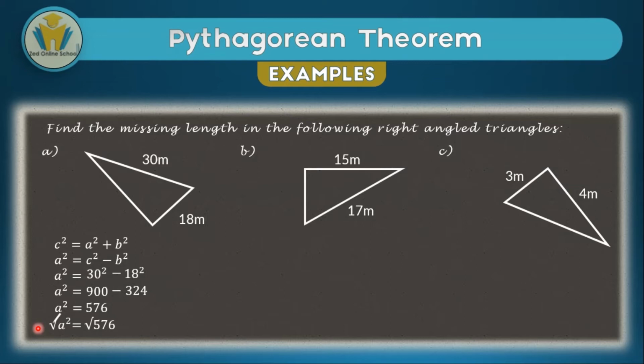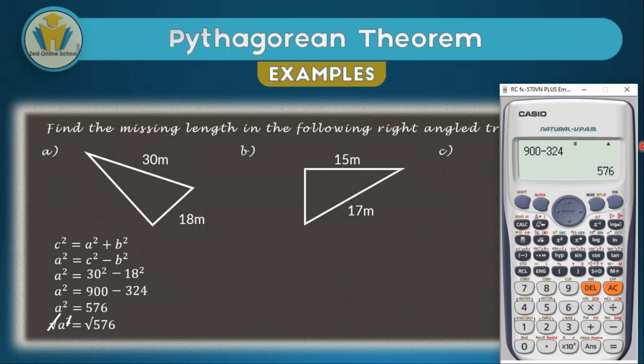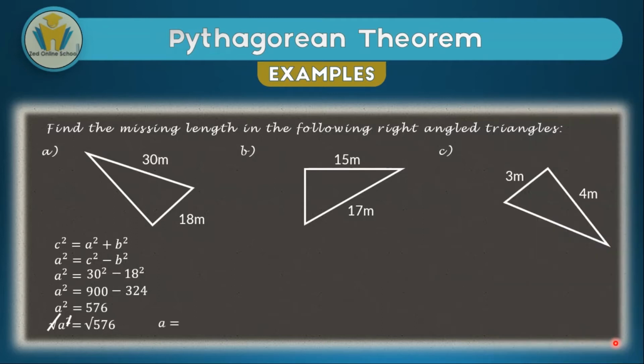So we can say that this square root and the square cancel out, and therefore a is equal to the square root of 576. So we go to our calculator once again and find the square root of 576, which gives us 24. Hence, a is equal to 24 meters. We are done with question A. We're going to do the same procedure with B.